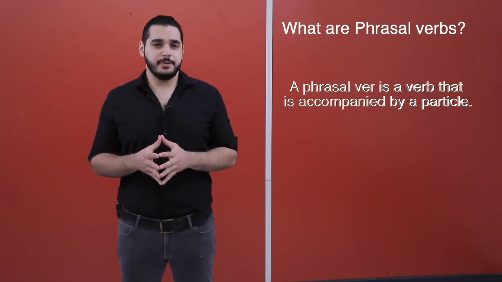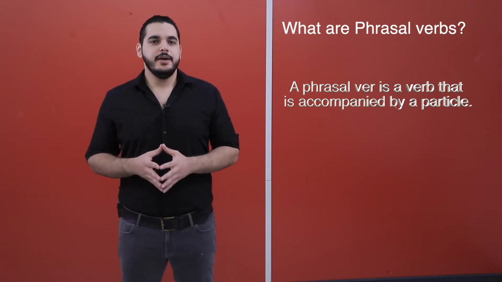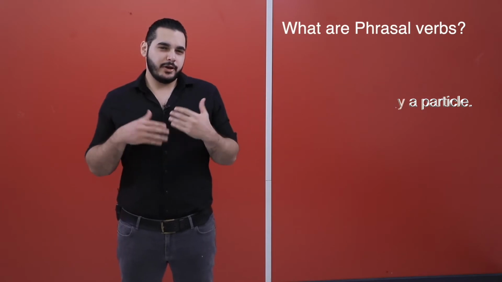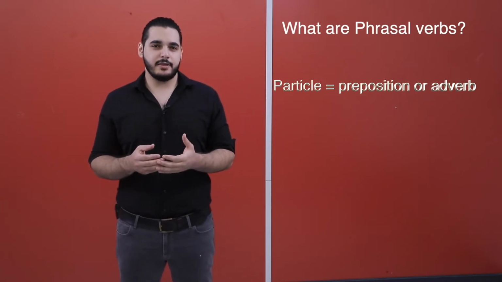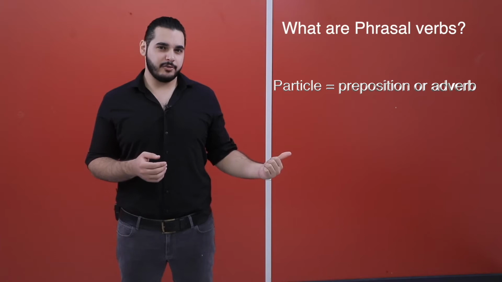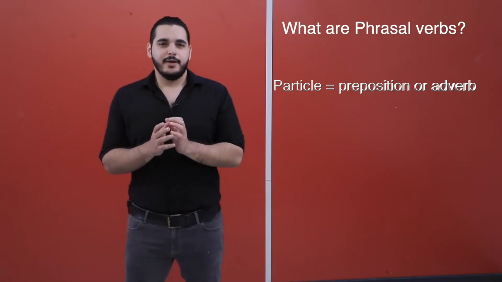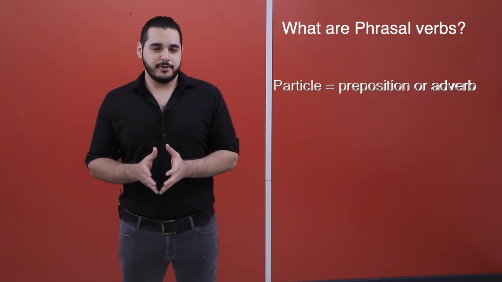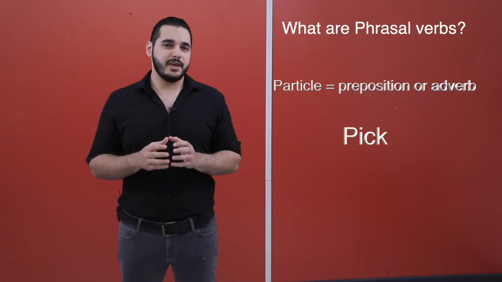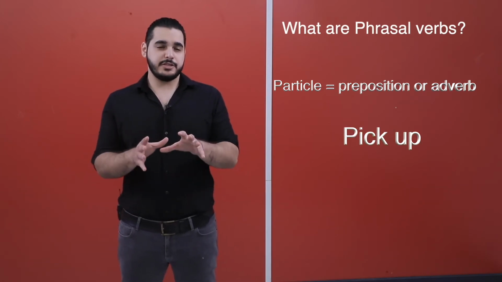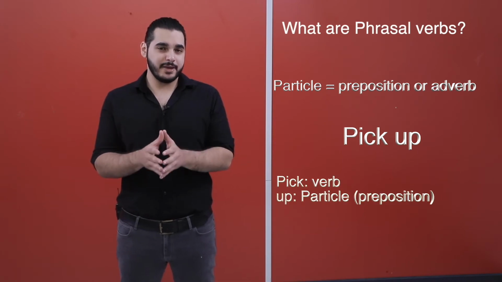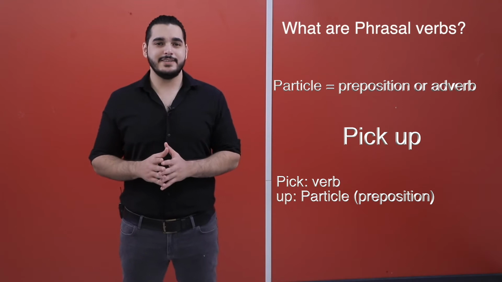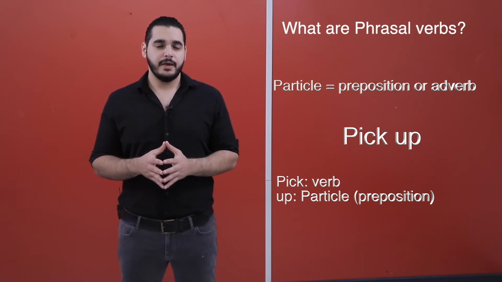A phrasal verb is a verb, obviously, that is accompanied by something we call a particle. Now, when I say particle here, I mean it's either a preposition or an adverb. Let's have an example to understand what a phrasal verb is. The verb pick up. Pick up is a phrasal verb that has the verb pick and the particle up. And in this case, the particle is a preposition.